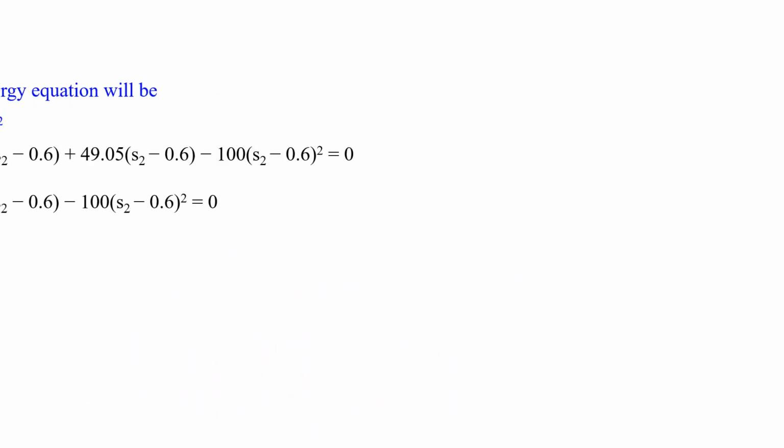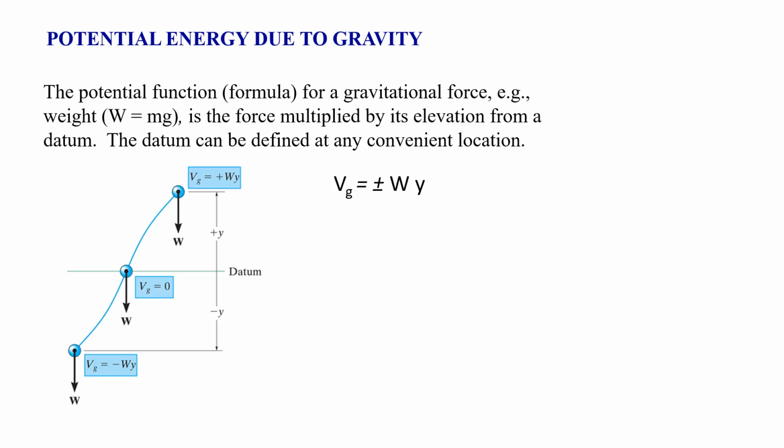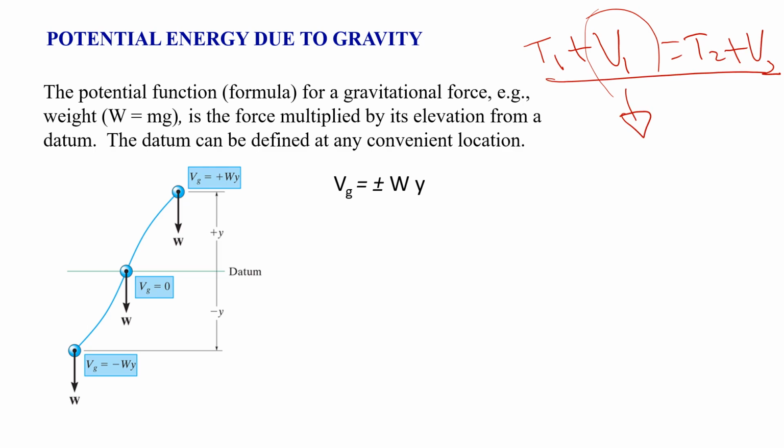Okay, so we did this one. That's related to the work energy principle. Then sometimes we may use conservation of energy. T1 plus V1, where big V is the potential energy, equals T2 plus V2. This is used when only conservative forces are given. Conservative forces only depend on the initial and final condition. They do not depend on the path followed.